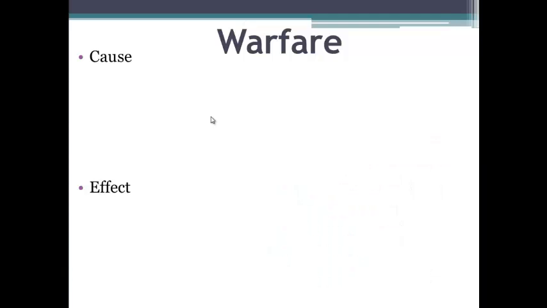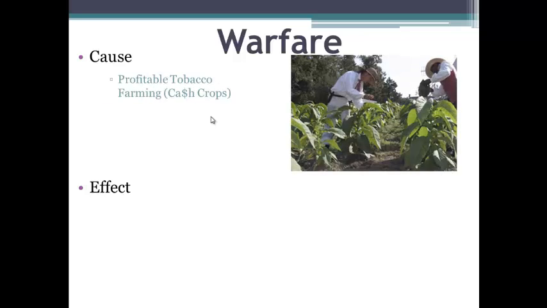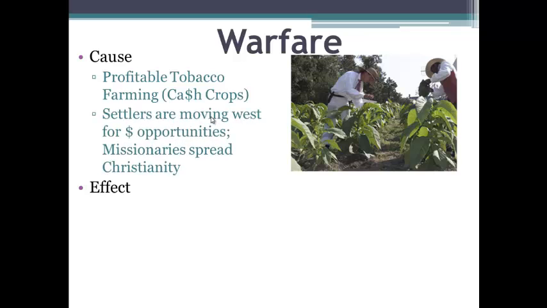So let's talk about warfare, some causes of warfare. As you mentioned earlier, a lot of it is over land. And we have tobacco, which is very profitable. It is a cash crop again. And what tobacco does to the land is it destroys the land. So people need to expand in order to grow more tobacco. And settlers are moving west to make more money. And the problem is that the land they're going on is where a lot of Native Americans live. And you also see missionaries spreading Christianity.